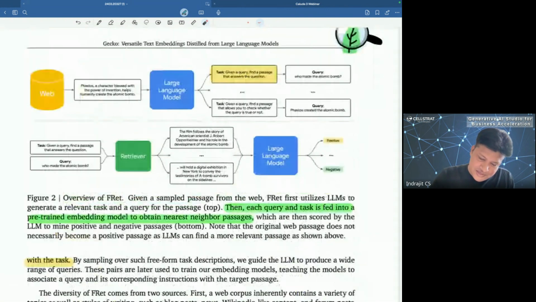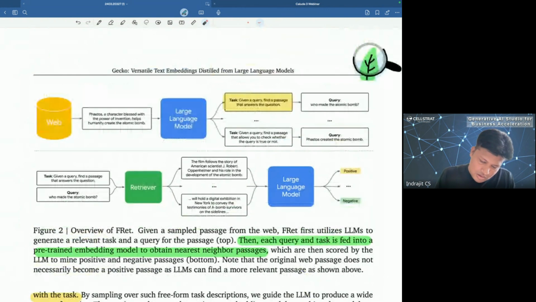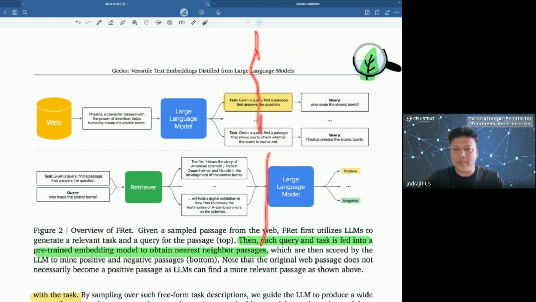Okay, so now look at this detailed diagram here. I have a web passage, and I am asking: Fastos, a character blazed with the power of invention, helps humanity create the atomic bomb. Now you feed this into the large language model. The task is, given a query, find a passage that answers the question. The query is, who made the atomic bomb? Similarly, there is another task: given a query, find a passage that allows you to check whether the query is true or not. Similarly, I can do many tasks like this, like sentiment and document retrieval and so on. Getting it, Vaibhav?